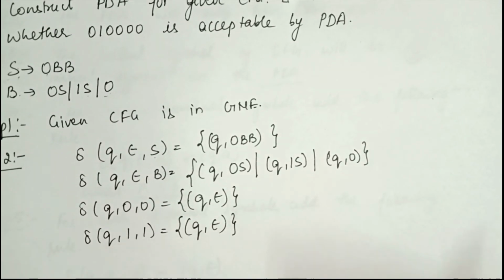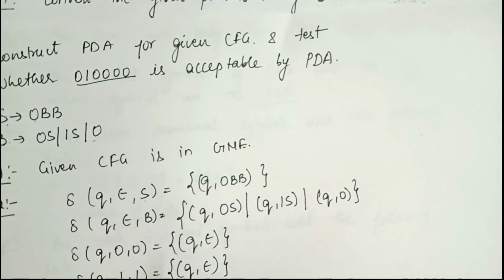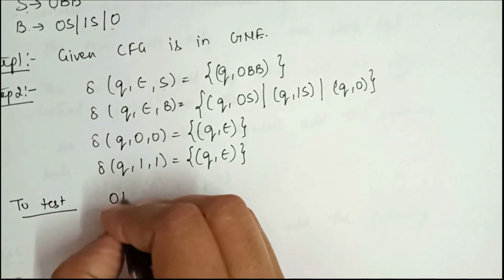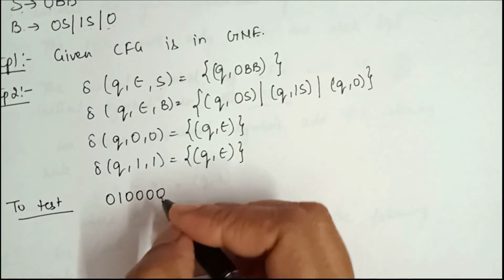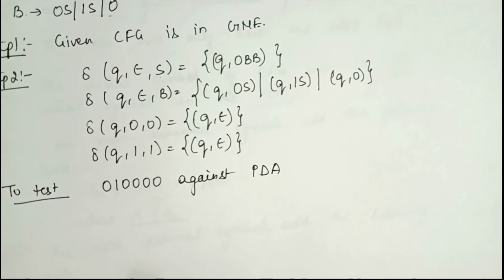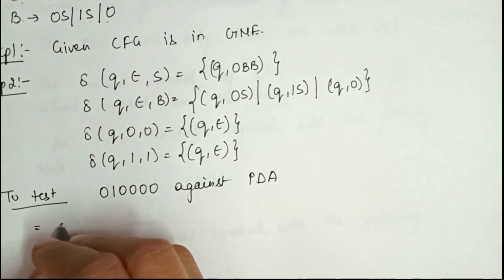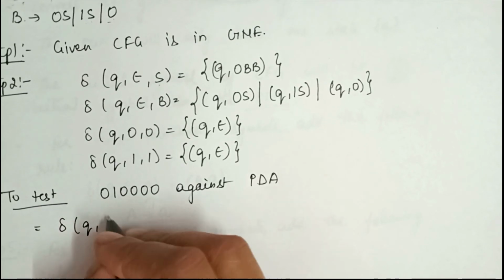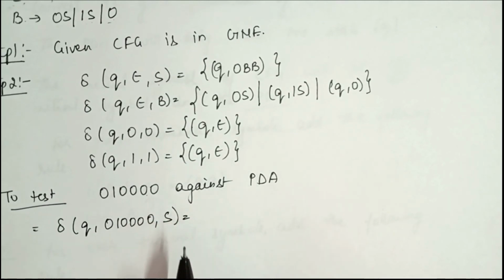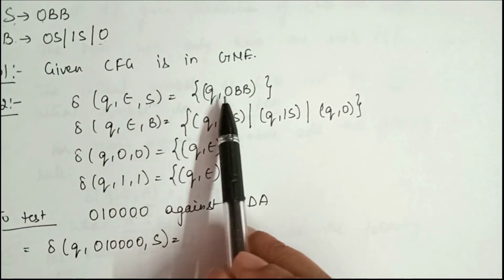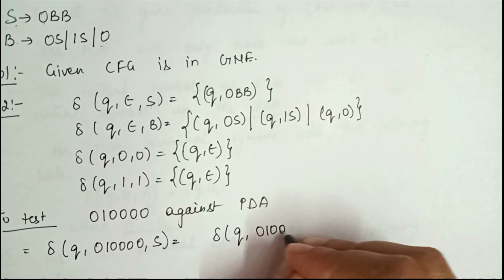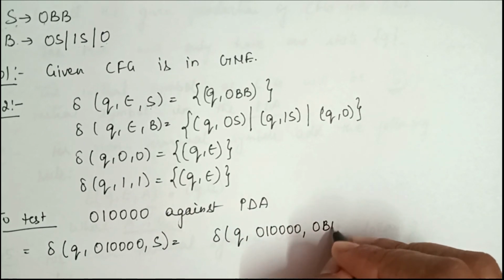Now the second part is that we have to test whether this string is acceptable by this PDA or not. To test 0 1 4 times 0 against this PDA, first we start with the initial symbol, that is S. So this becomes a transition between Q comma, the input string, and the starting symbol S. Now we substitute S, whose value is Q comma 0 BB. So this becomes Q, 0 1 4 times 0, and the stack 0 BB.